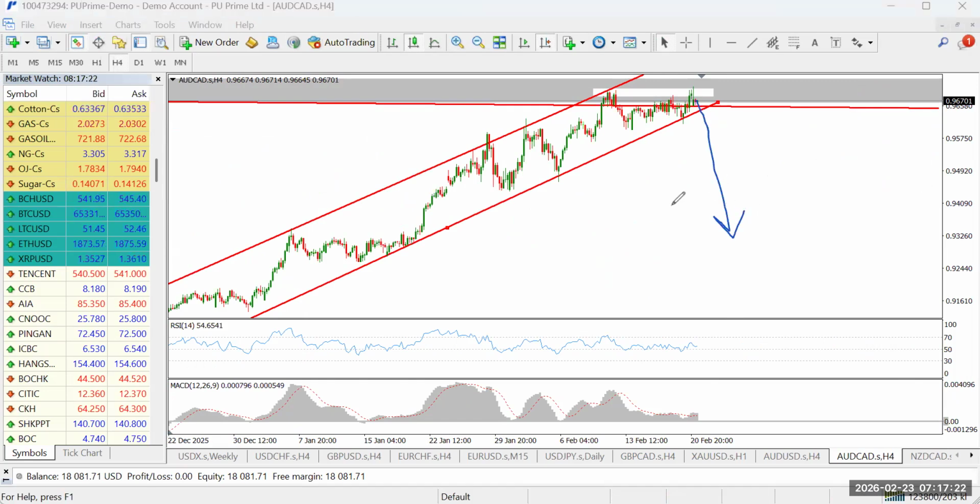Now, don't forget that we have minimal tradable fundamental events this week. So we should expect a lot of technical action on a lot of pairs this week. So I have a bearish outlook on AUD CAD for this week. It's a 4-hour swing. So I'm expecting the breakout in the bearish direction in the course of the week.